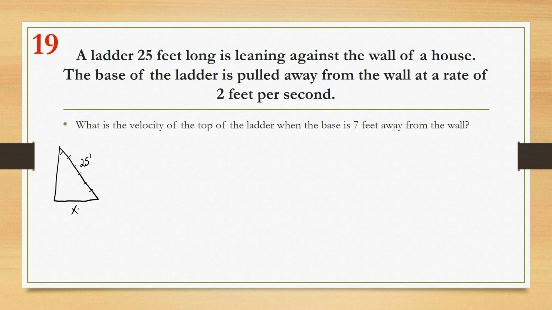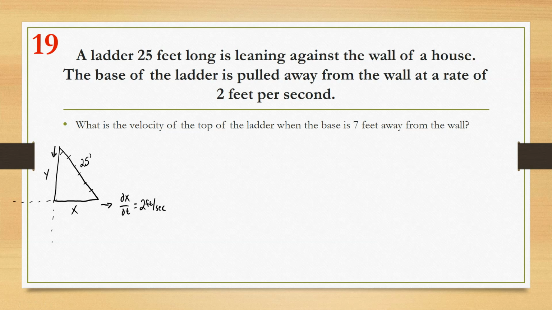We're given, well, let's go ahead and label this as X and Y. We're talking about a traditional Cartesian coordinate system, so X and Y. We're given that it's being pulled away in this direction at a rate of 2 feet per second. That's a velocity, which is dx/dt, and that's 2 feet per second. We want to know what is the velocity of the top.